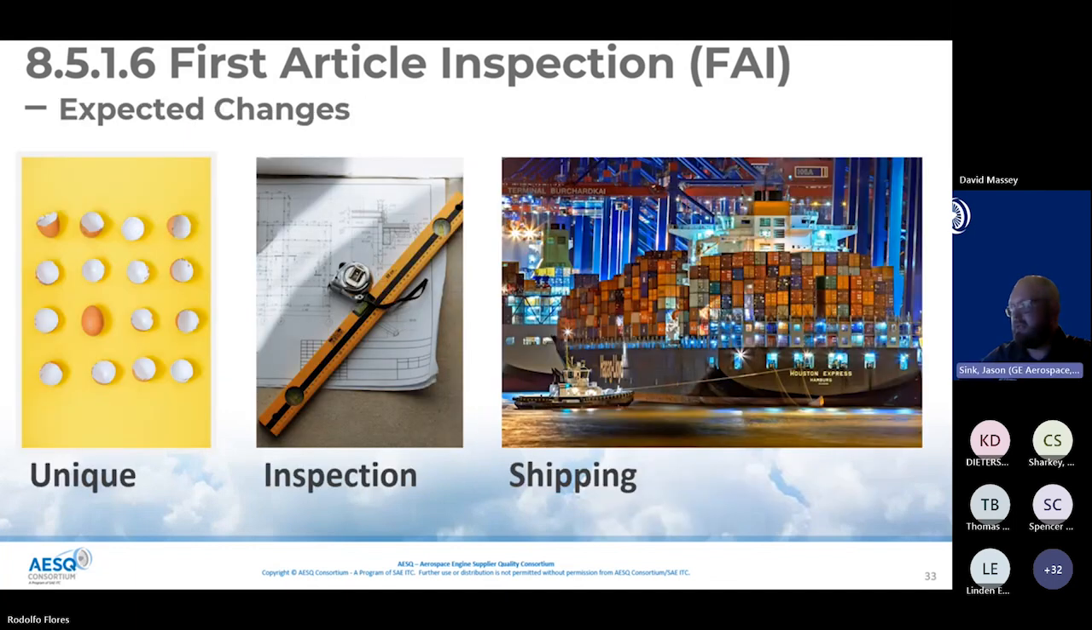And the last thing that I wanted to cover here is the expected changes with the update to AS13100, which Carrie previously mentioned is out on ballot. We expect the following things to be removed. First, unique single run production orders not intended for ongoing production. Currently, there is a requirement that FAI shall be performed with an exception provided.